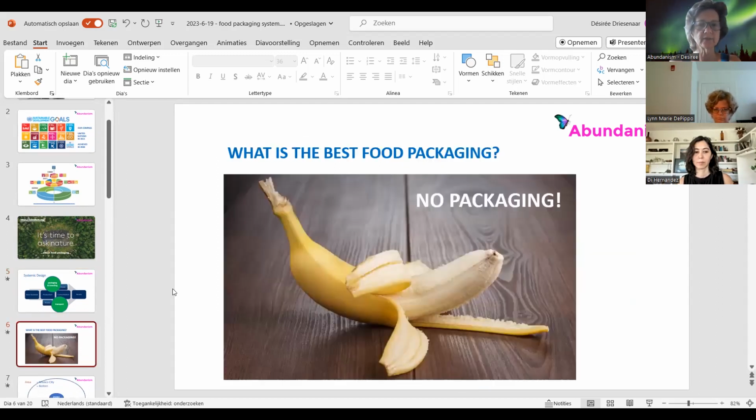And if we then look at what is the best food packaging, it is just no packaging. Well, that's an interesting thing. Food is already packaged often. But that's, of course, also not realistic because we still need packaging for transport or for other things. But it is something you have to start with all the time. No is the best one to start with. And you will see later on also why.